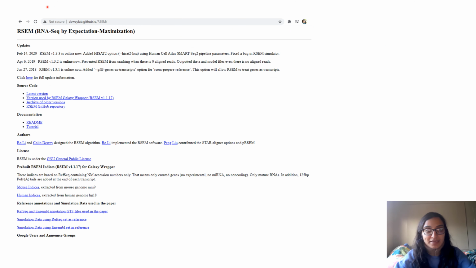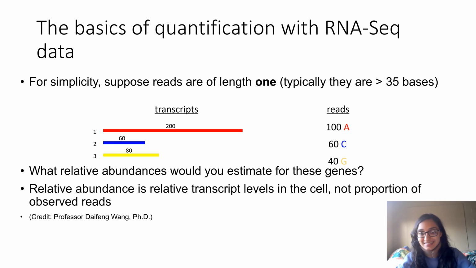And Professor Dewey has on his GitHub site, deweylab.github.io/rsem, RNA-Seq by Expectation Maximization. And there's a lot of code here that you can use as well. And there's a lot that you can do to develop and to contribute to these efforts to improve the insights that we can get from such data. So credit to Professor Daifeng Wang for this slide from his Advanced Bioinformatics course.